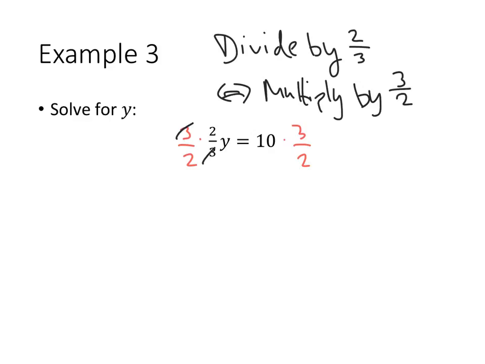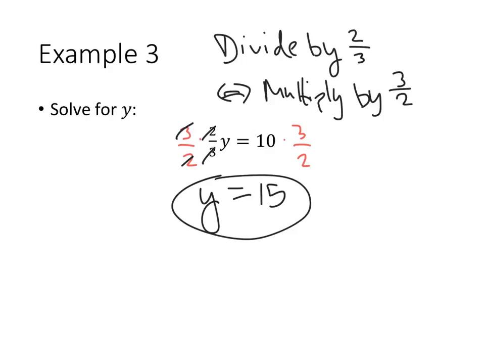So the 3 and the 3 divide out, the 2 and the 2 divide out. Notice that after that single step we just get y. And then again we can compute 10 times 3/2, which works out to be 15. So 15 is our solution.